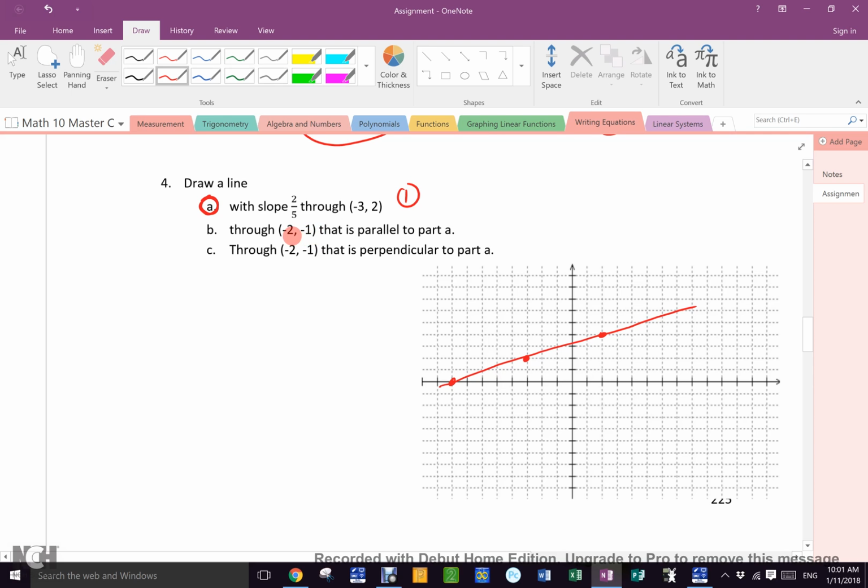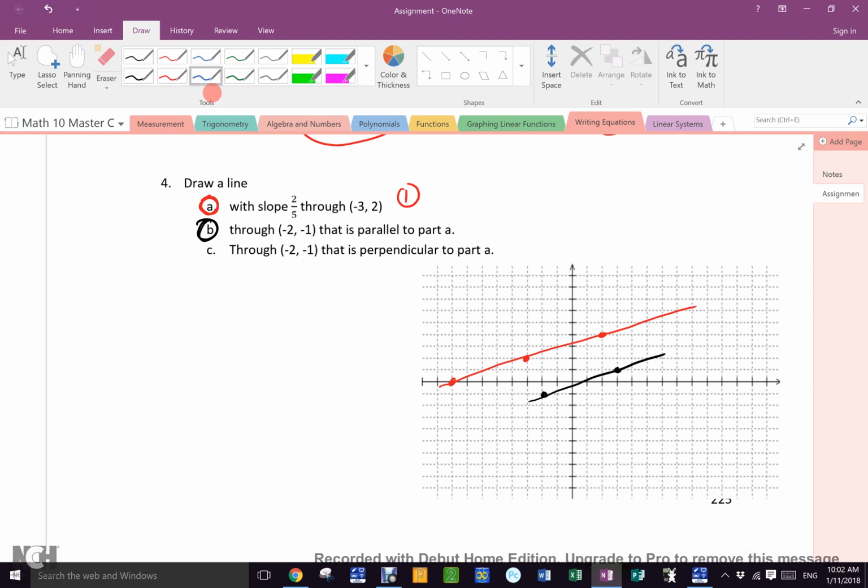Now I need one that goes through -2, -1, but is parallel to part A. So if it's parallel, what does that mean? Same slope. So I go over to -2, -1, and I do the same slope. Now look at how easy this is to do. I went down 3 and over 1 from that point. So where do I go from this point? Down 3, 1, 2, 3, and over 1. And there it is. Everybody good?